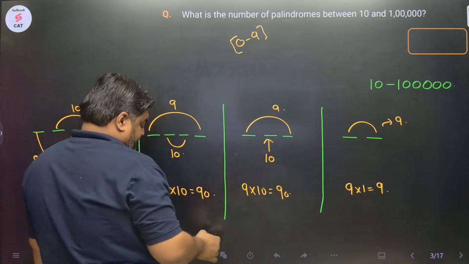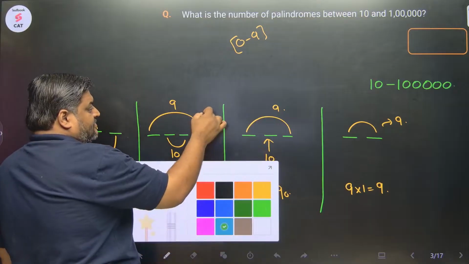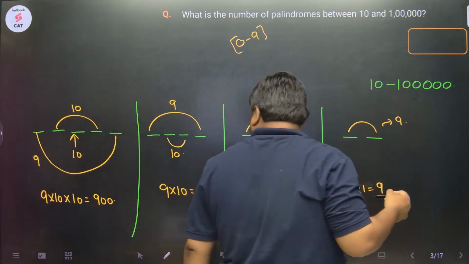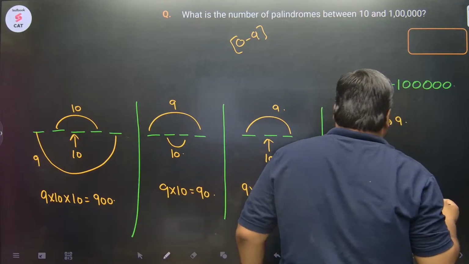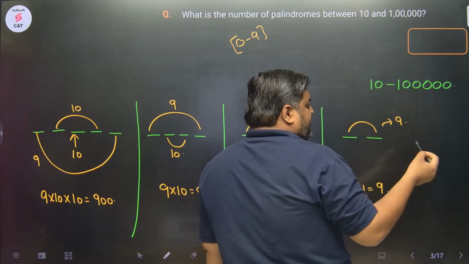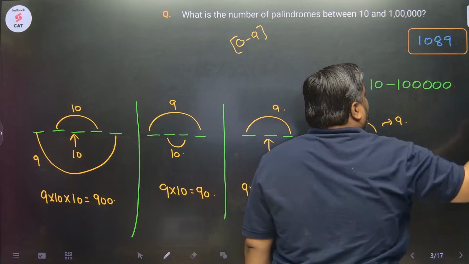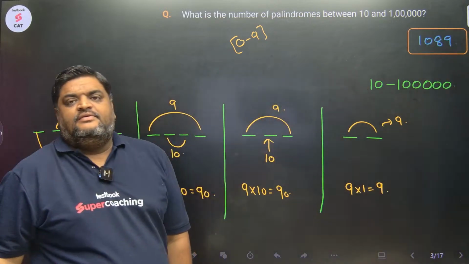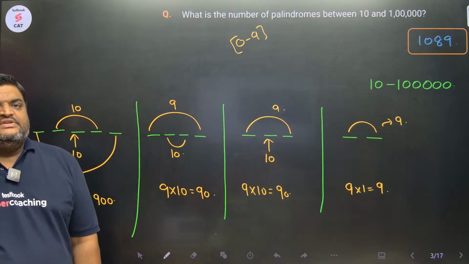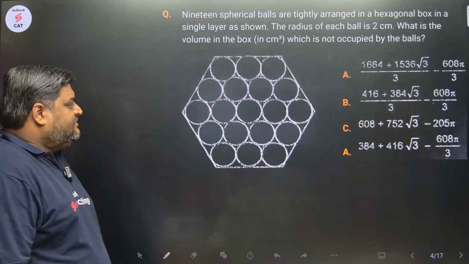The final answer would be 900 plus 90, 990, plus 90, 1080, plus 9, 1089. This is our final answer. Next question.